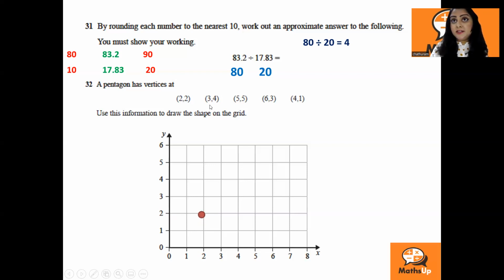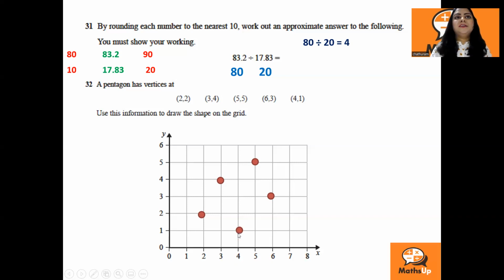Then the second coordinate, 3, 4. It says when x is 3, y is 4. Third coordinate, 5, 5. When x is 5, y is also 5. Then the fourth vertex, 6, 3. When x is 6, y is 3. Then the fifth vertex, 4, 1. When x is 4, y is 1.